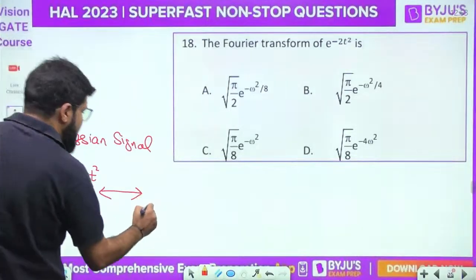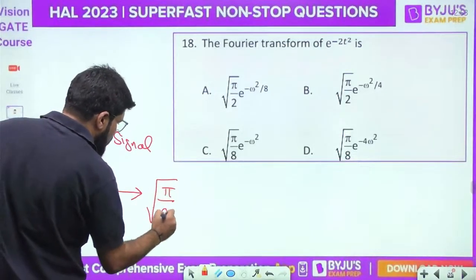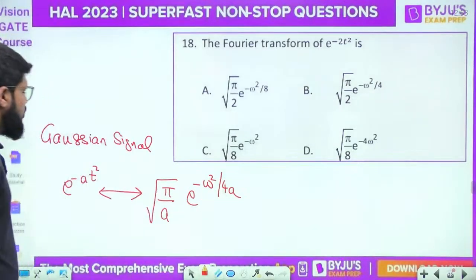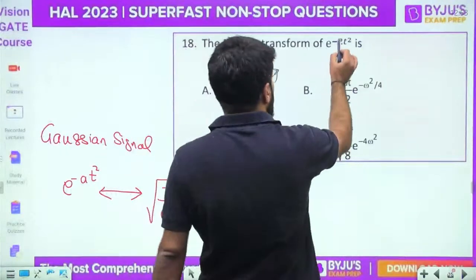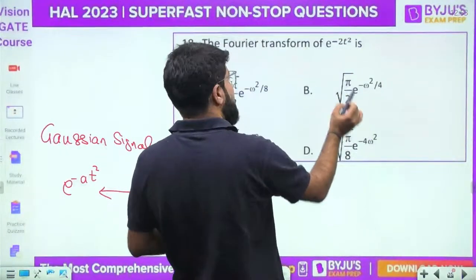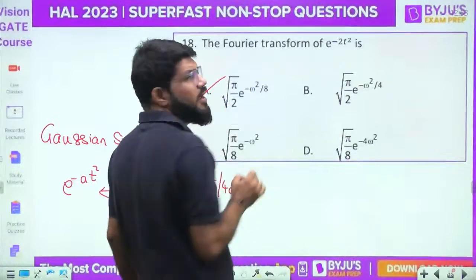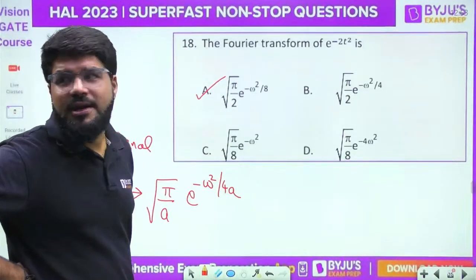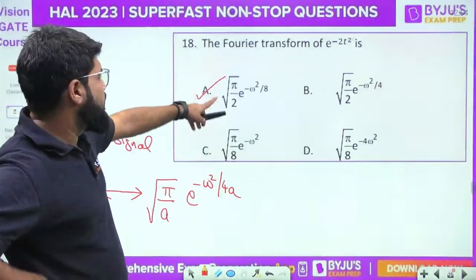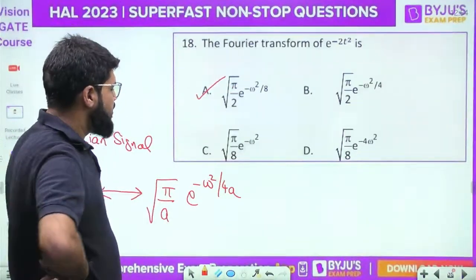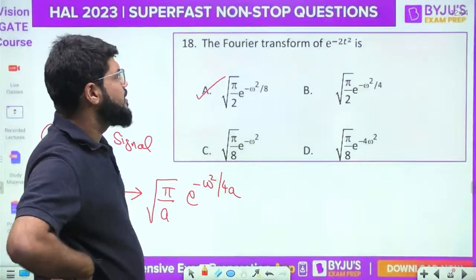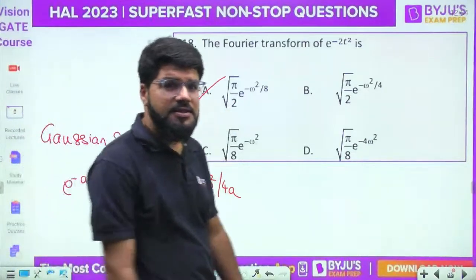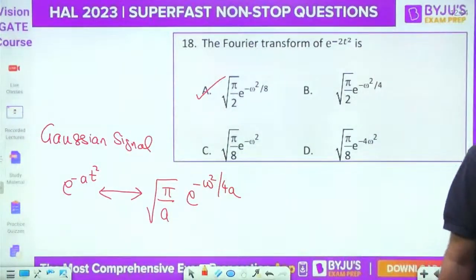For e power minus a t square, dear, it is given by root over pi by a e power minus omega square by 4a. So here the value of a is 2, so root over pi by 2 e power minus omega square by 4 into 2, which is 8. Option number A. Yes, Martin and Bhanu, correct answer. Chinmoy, correct answer. Root over pi by 2 e power minus omega square by 8. You replace a with 2, so 4 times 2 is 8. Option number A. That's it.